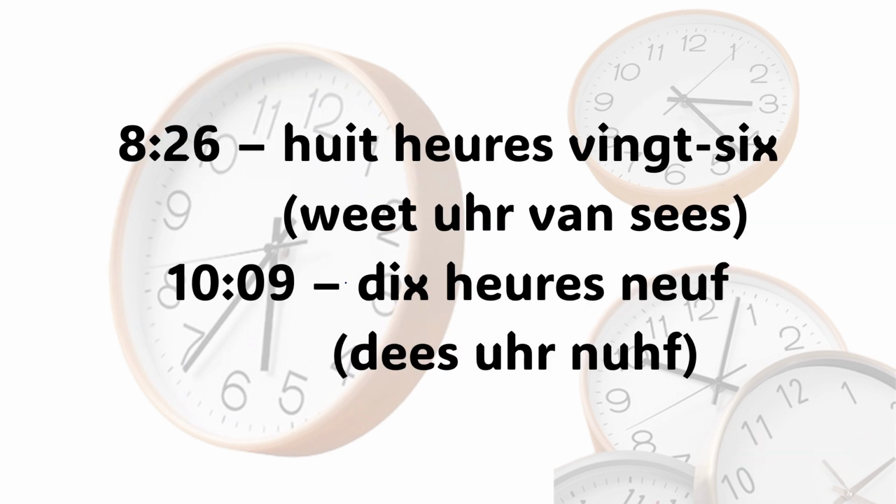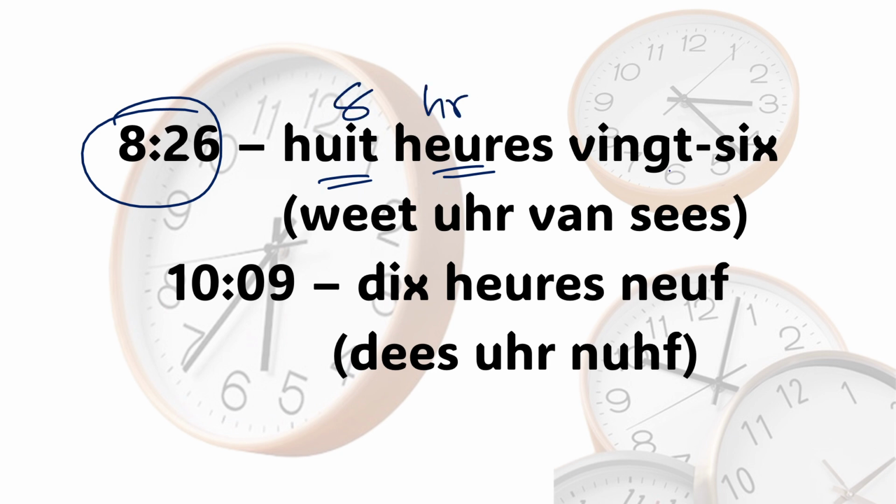Now let's have some random examples. Like if it is 8:26, it is huit heures vingt-six. Huit is 8 hours. Vingt is 20 and this is 6. 26 is spoken as vingt-six. If you have not seen our video of numbers, please do that. You can remember numbers from 1 to 1000 in 10 to 15 minutes. So this is huit heures vingt-six.